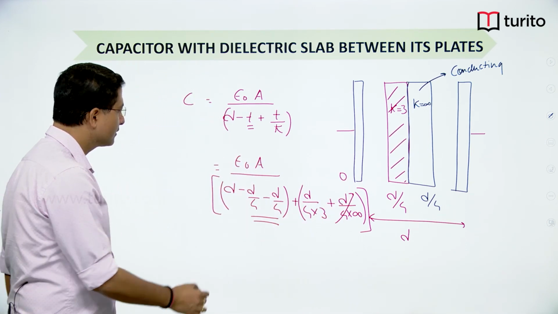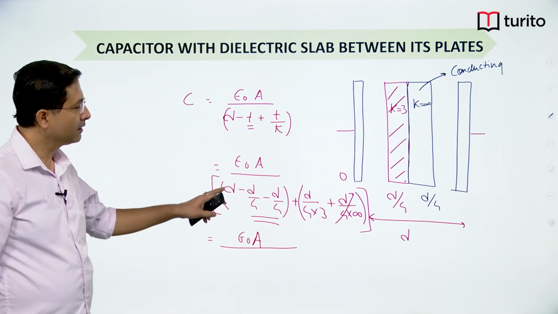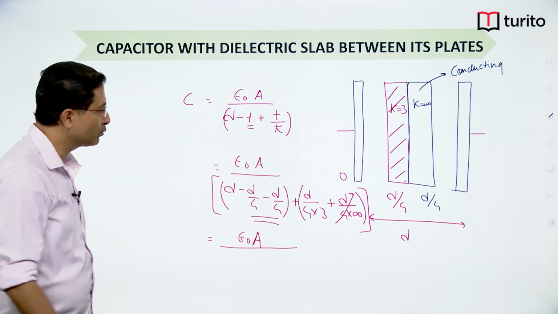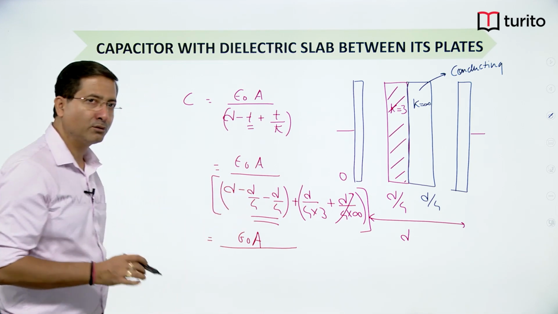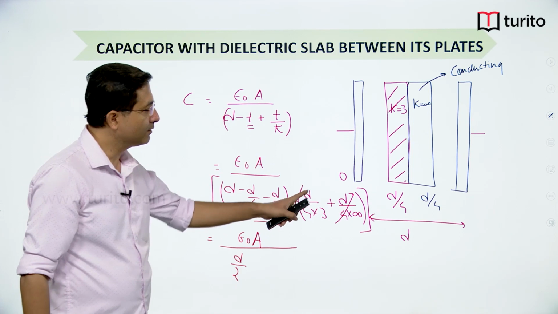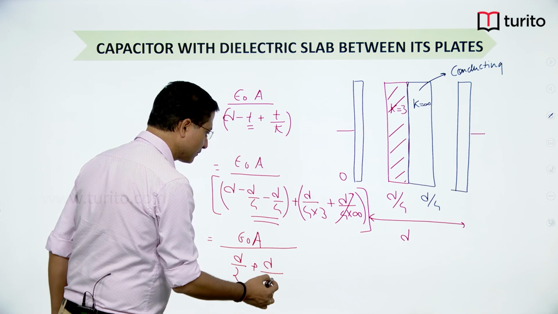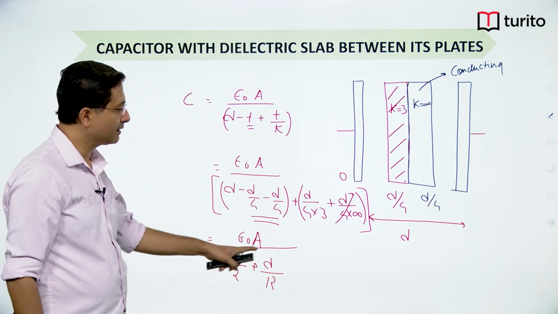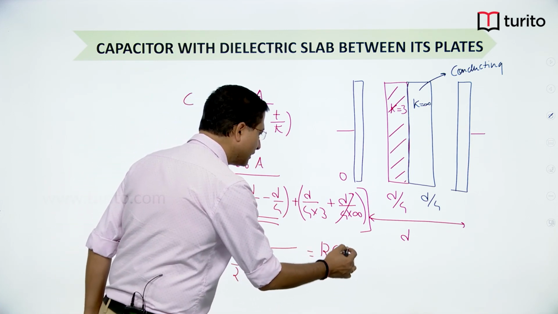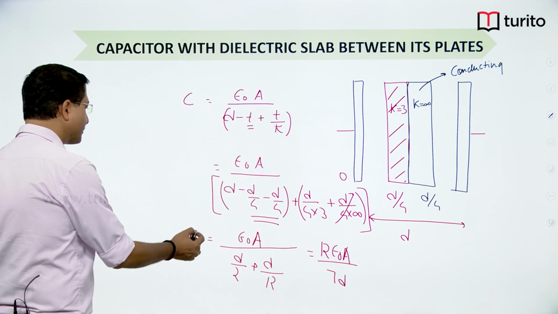We are left with epsilon naught A divided by this d by 4 and d by 4 will give you d by 2. So, that d by 2 and this d will give you d by 2 only. So, this whole term will give you d by 2, and then here we are left with d by 12. So, you multiply and divide by 6, here I can see 7 and then 12. So, 12 epsilon naught A divided by 7 d. This is the capacitance of the arrangement.